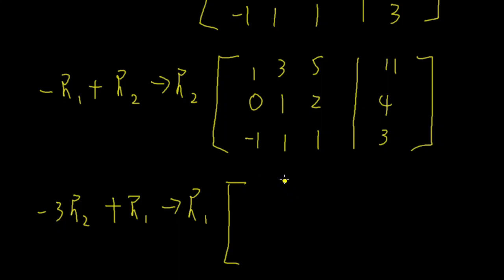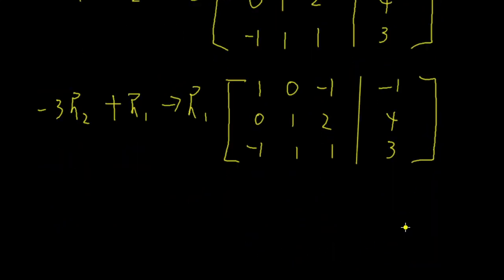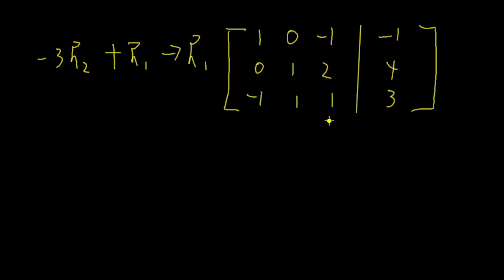So row 1 will change here. Negative 3 times 0 is just 0, plus 1 is still 1. Negative 3 times 1 is negative 3, plus 3 is 0. Negative 3 times 2 is negative 6, plus 5 is negative 1. And negative 3 times 4 is negative 12. Negative 12 plus 11 is negative 1. Okay, so row 2 and 3 will not change. Looks like it's getting simpler now, right? Yes.